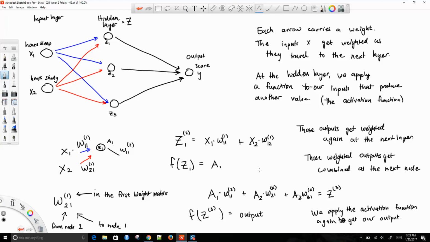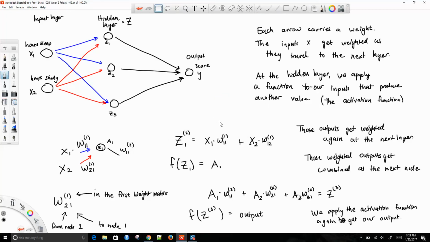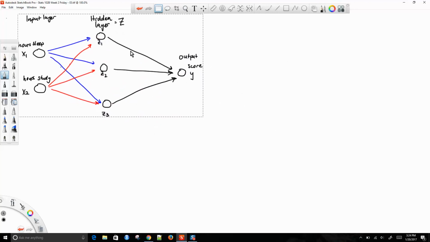Okay, so let me put this in some matrix notation to see where we're going. Okay, so we have our input matrix X.